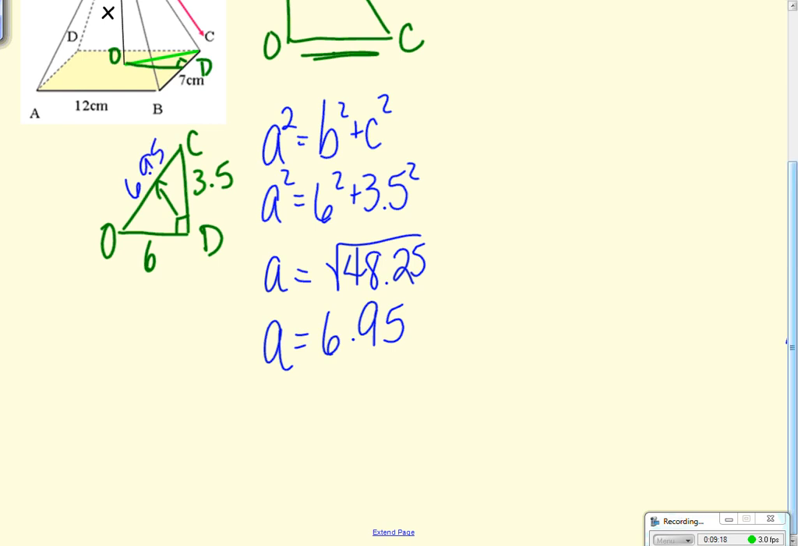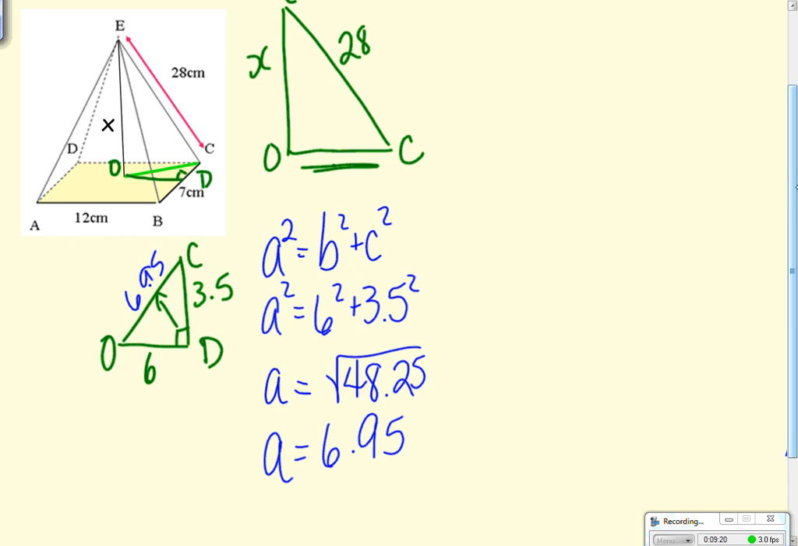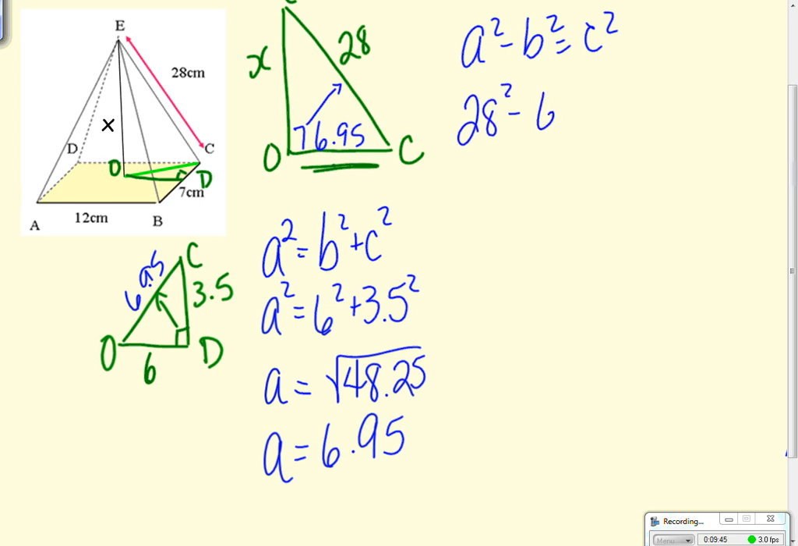And we can put that into our other triangle that we drew. So that's 6.95 there. And we know that this is our square angle. That means 28 is our hypotenuse. So in this case, we're going to be using the subtraction method. So we're going to have a squared take away b squared equals c squared. A squared in this case is 28, so we have 28 squared. The other side we have is 6.95, so take away 6.95 squared. And the side we're looking for is x squared.